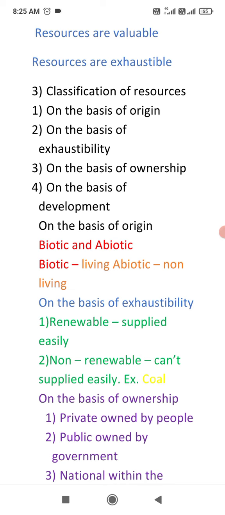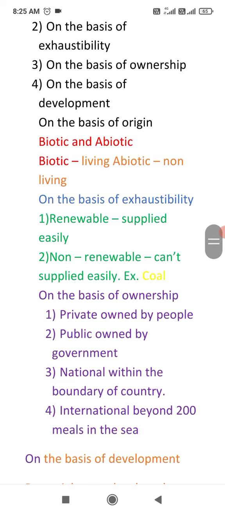And after that, on the basis of ownership. On the basis of ownership, there are four major types of resources. First one is private, owned by people. For example, X has a cultivable field. It's known as a private resource.